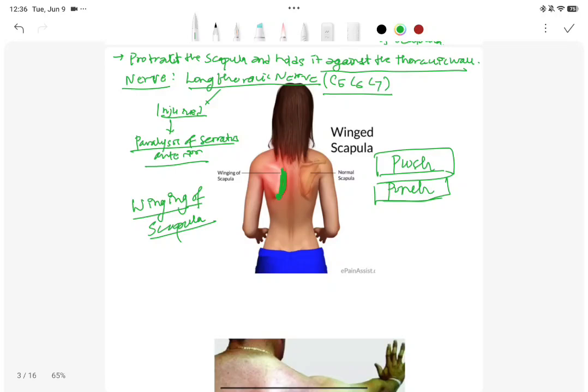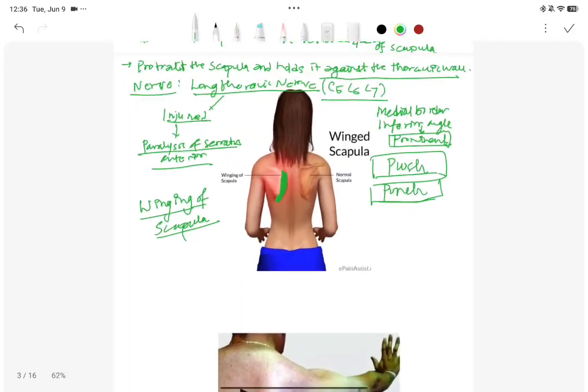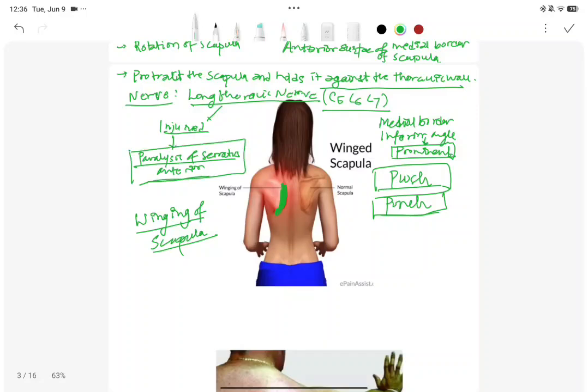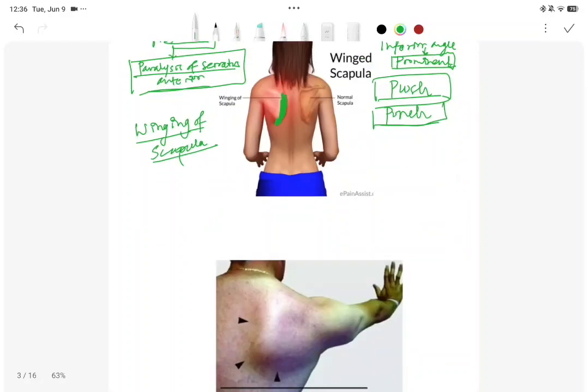So there will be winging of the scapula, and in this condition the medial border and the inferior angle become unduly prominent. There will be winging of the scapula due to the paralysis of the serratus anterior caused by injury to the long thoracic nerve.